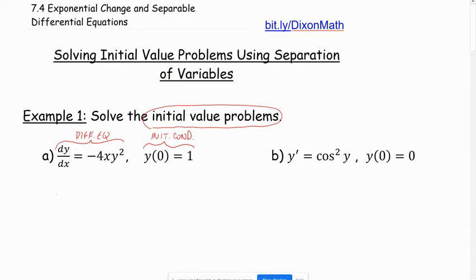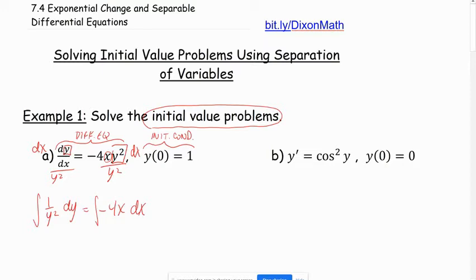You can see in this first equation, we have an x here and an x here. We want to get those together. We have a y here and a y here. We want to get those together. And we want eventually the dx and the dy to end up on the top. So if I multiply both sides by dx, and then divide both sides by y squared, what I end up with is 1 over y squared dy equals negative 4x dx. And now I can integrate each side.